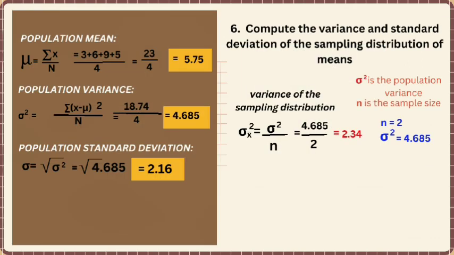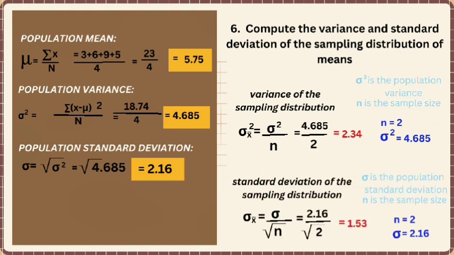The next step is to compute the variance and standard deviation of the sampling distribution of means. So, una, we will get the variance of the sampling distribution. So, ang formula of getting the variance of the sampling distribution is equals to sigma squared over n, where sigma squared is the population variance and n is the sample size. Since we already have the value of the population variance, which is 4.685, divided by n, which is the sample size nato, that would equal to 2. So, 4.685 over 2, and that would give us the answer of 2.34.